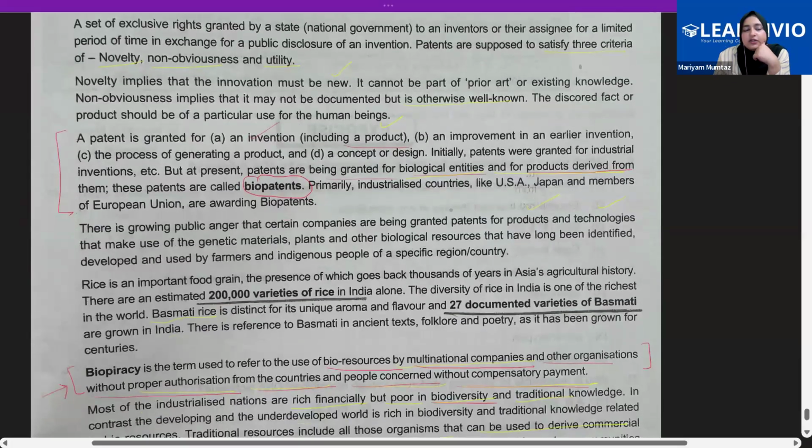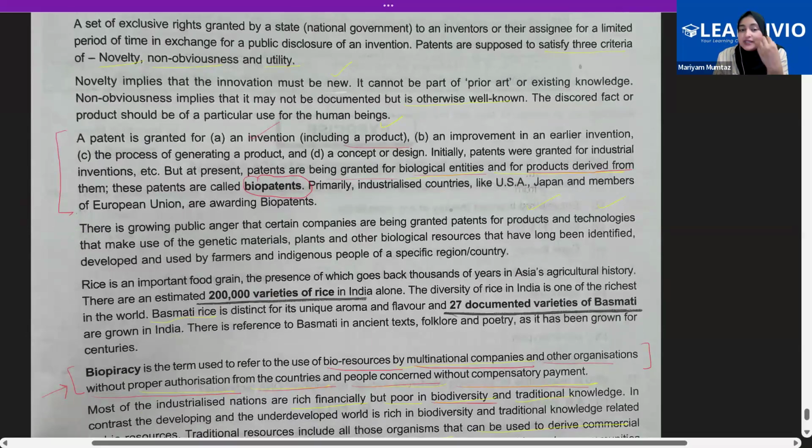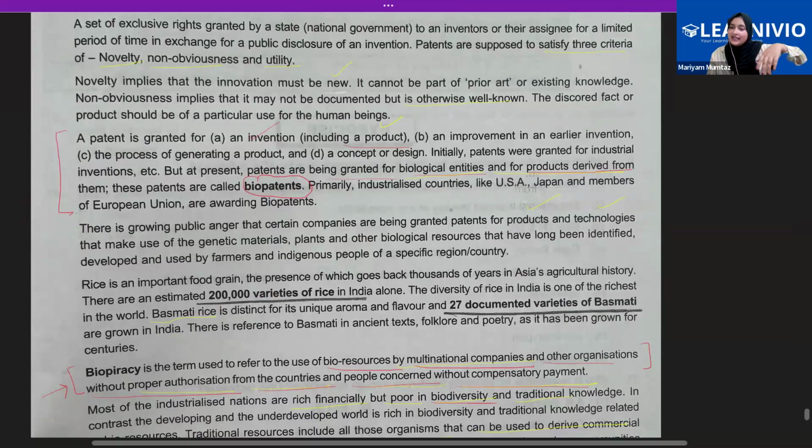Okay, so when we talk about novelty, it implies that the innovation must be new. It should be something that has not been done before, right? You cannot copy someone else's thing and say, no, this is my idea, I'll get it patented. No, it's not possible. You have to create something that is new and unique to you.